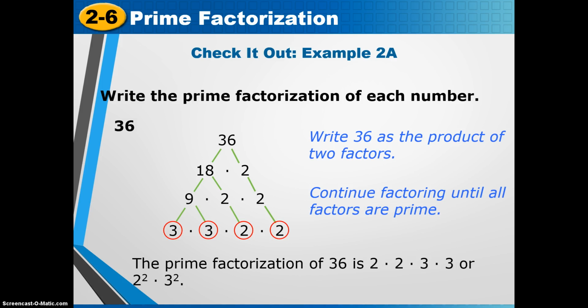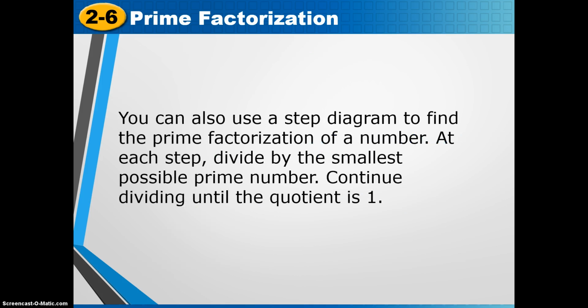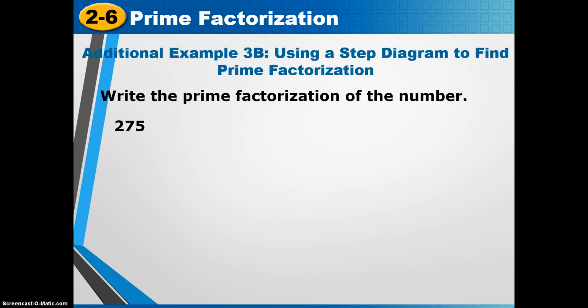There is a second method, a lesser known method, and it's really a matter of preference as to which method you prefer. The next method is called the step diagram, and at each step you're going to divide by the smallest possible prime number, and you're going to continue to do that until you get a 1 as the quotient. So this is kind of like upside down division. That's what it always looks like to me. So let's go ahead and see how this works.